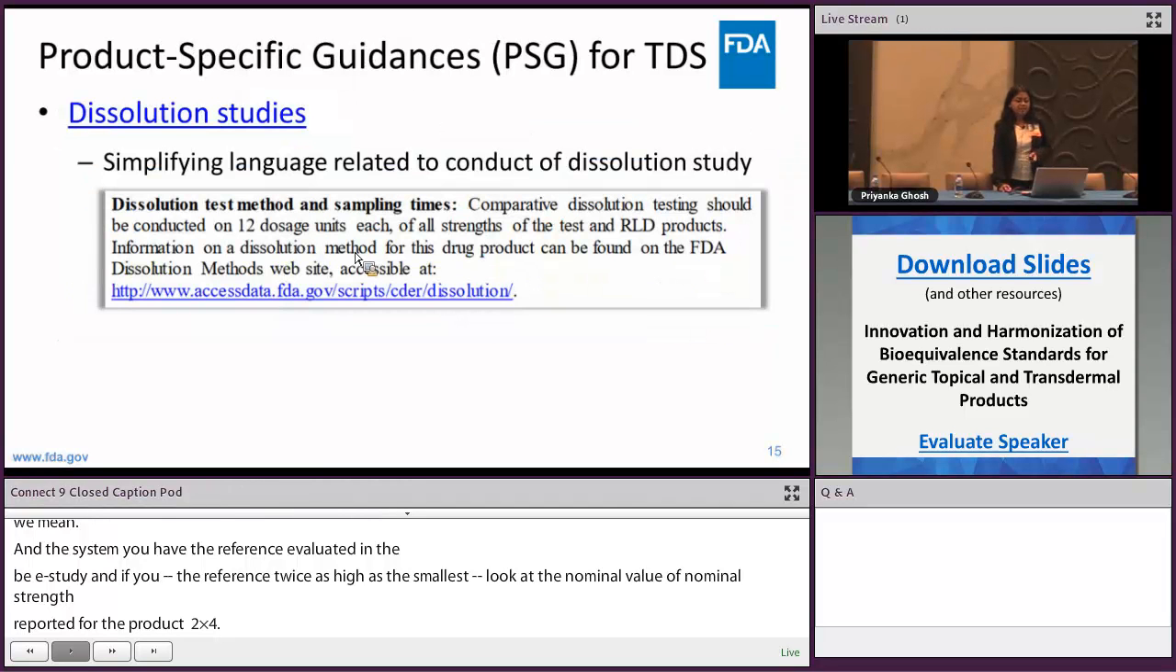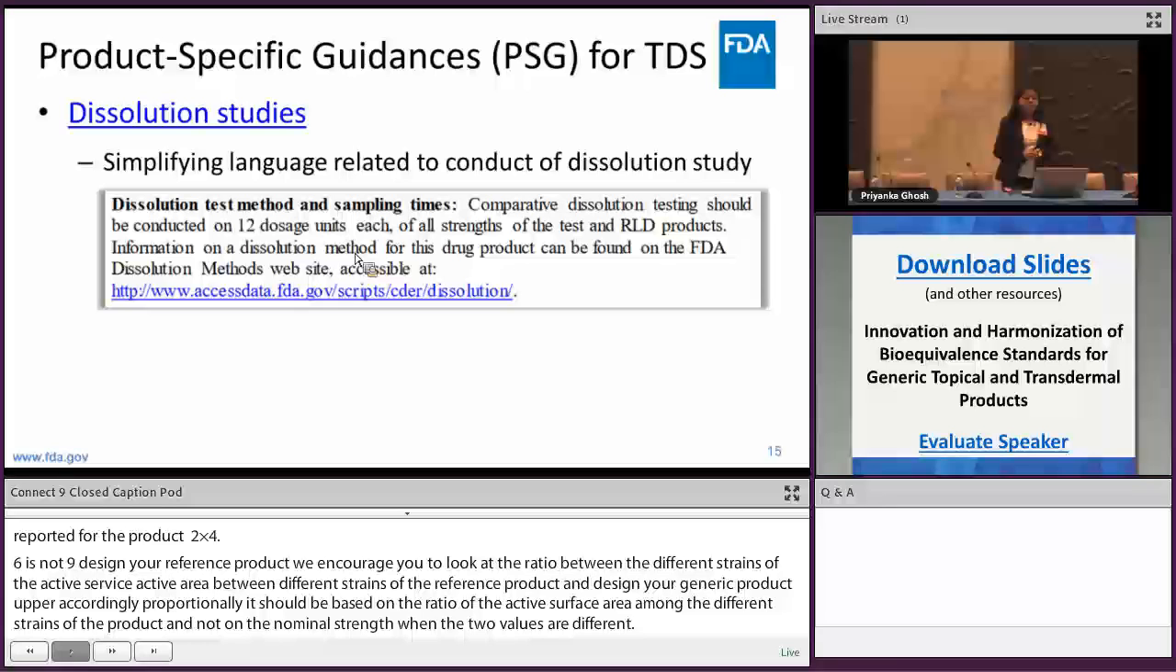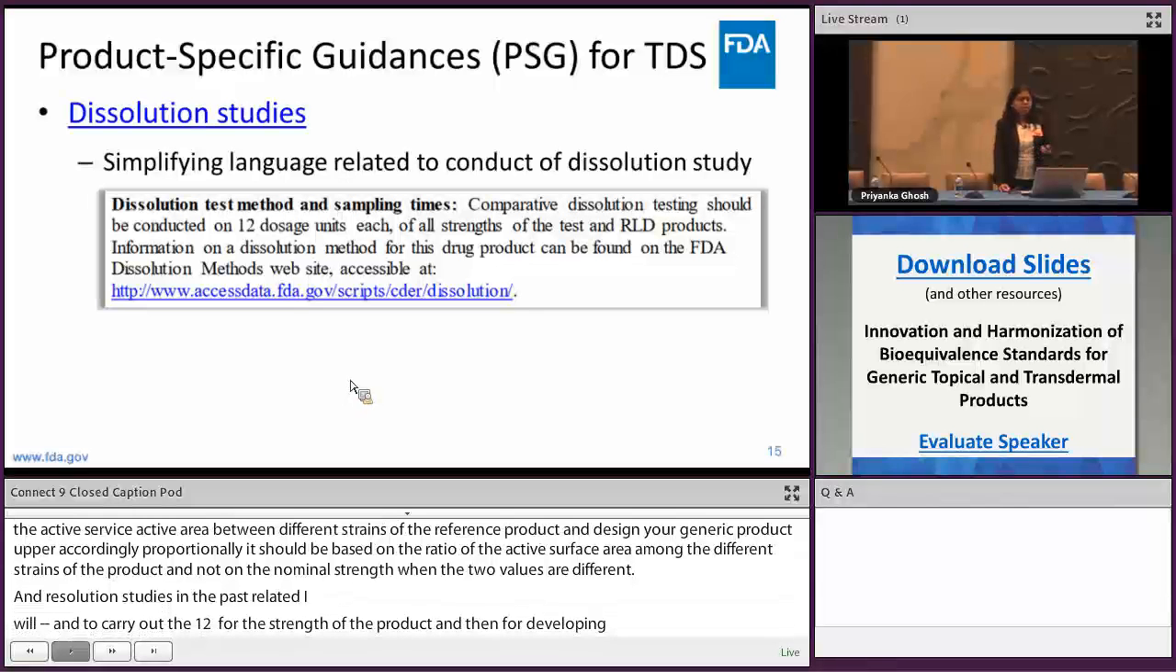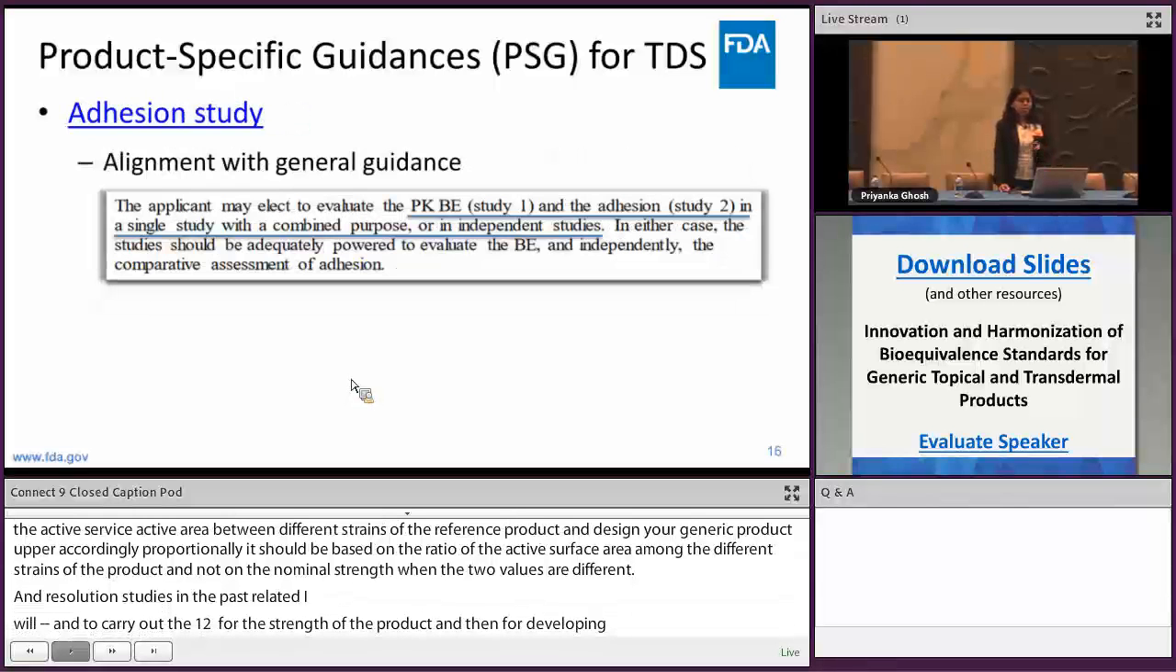The last clarification is related to the dissolution studies. We have had some language in the past related to multiple pH, etc. We have now simplified that language, and currently our recommendations indicate that you have to carry out the dissolution or release studies using 12 dosage units for each strength of the product. And for developing a method, you may be able to use the method that is typically available within the dissolution database as a starting point for developing a discriminatory method for comparing your test product to the reference product.